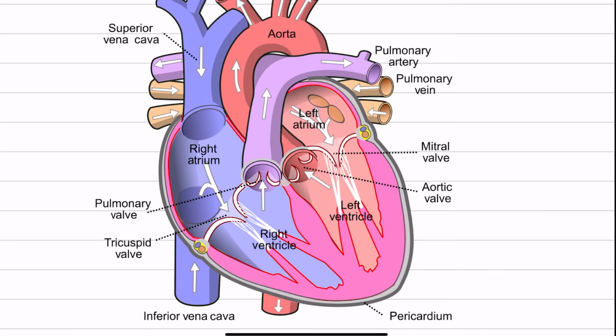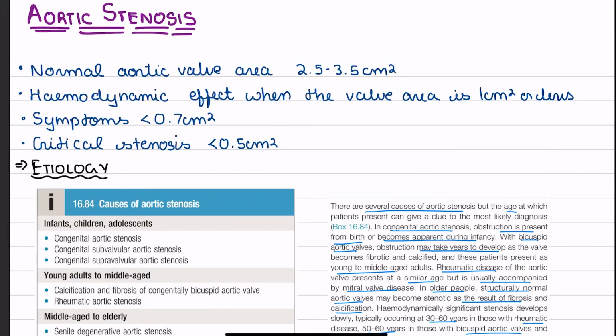So basically aortic stenosis is narrowing of this aortic valve. What happens when this narrowing occurs? We'll see that over here. The normal aortic valve area is about 2.5 to 3.5 centimeters square. That's the normal area, and due to narrowing, this area decreases.